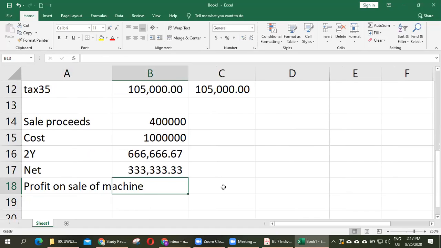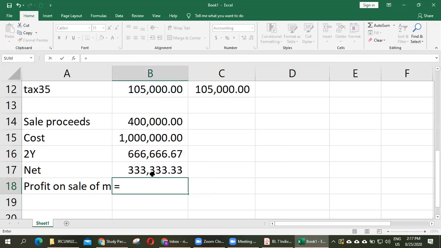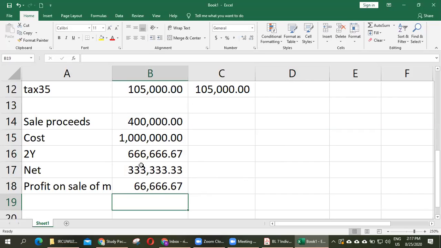Cost 1 million. When you type the answer, please put on public your answer, not private. Menaka says, how much answer? Right? How much? Sales proceed minus net value. 66,666. Is it right or not? Right.